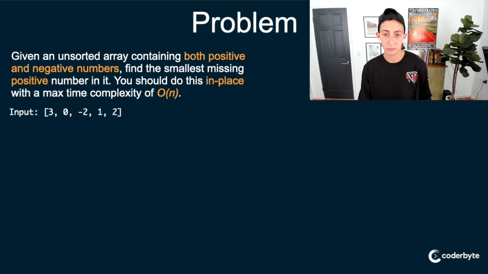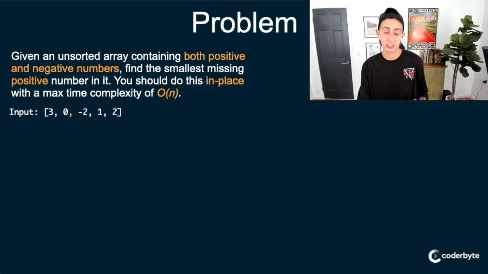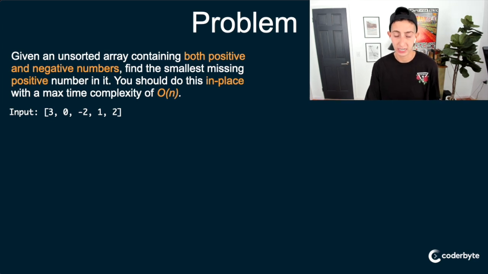So here's our sample input. You can see we have the positive numbers 1, 2, and 3, and then the 0 and the negative 2 are thrown in there as our wrenches. So how are we going to deal with that? Because we already have the numbers 1, 2, and 3, our missing number in our range is actually going to be 4. We have all the numbers between 1 and 3, so our missing number will be 4.